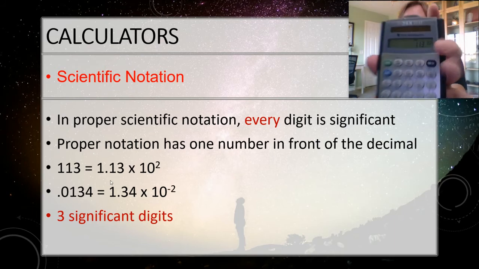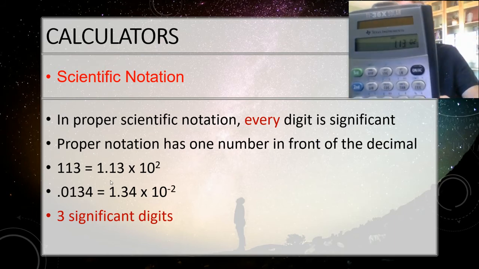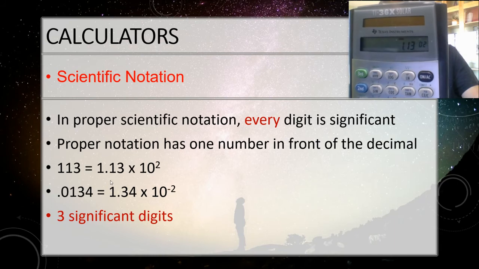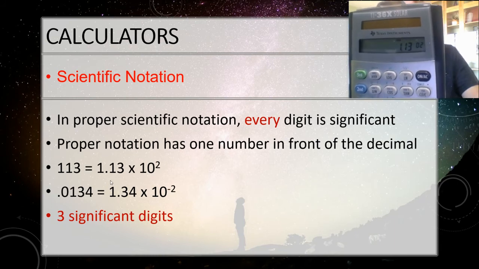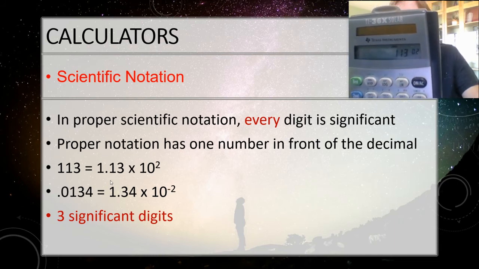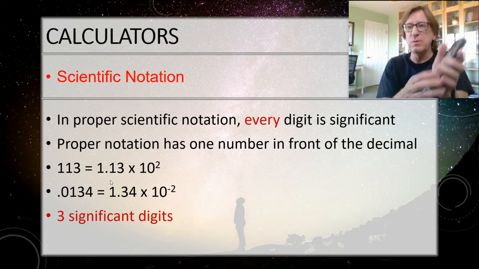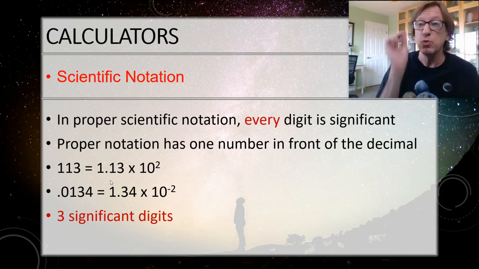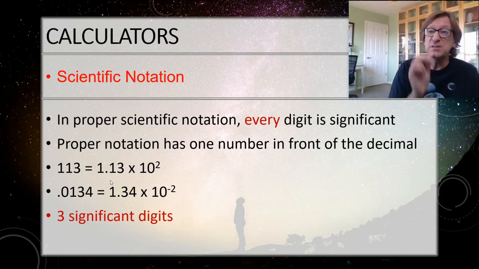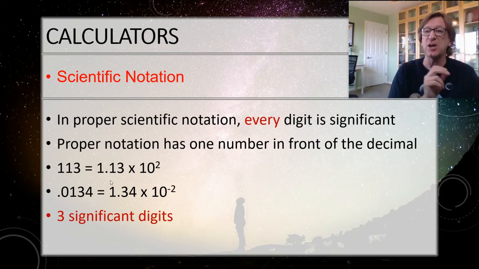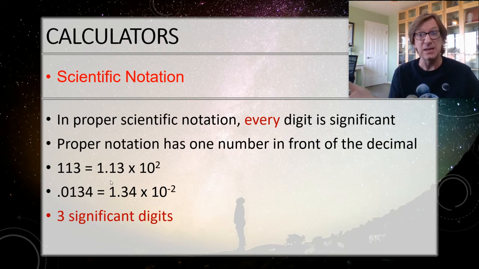Now, take a look at my screen here. Do you see how the 02 is kind of up in the corner up there? Some of your calculators will do that. That means times 10 to the second. So if you've only put down 1.13, you're wrong. There's a big difference between 1.13 and 113, which is what 1.13 times 10 to the second means.